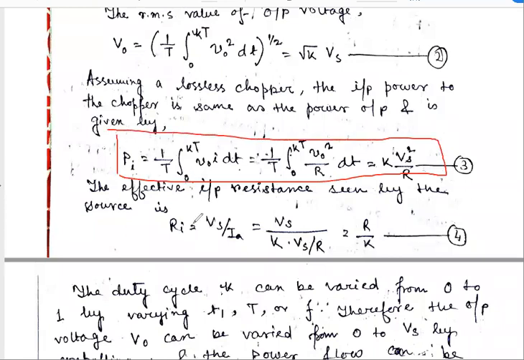Then what is the value of effective input resistance? Effective input resistance Ri is equal to Vs by Ia. And we get the value of Ia is nothing but K into Vs by R. So from here we get that the effective input resistance Ri is nothing but capital R by K.